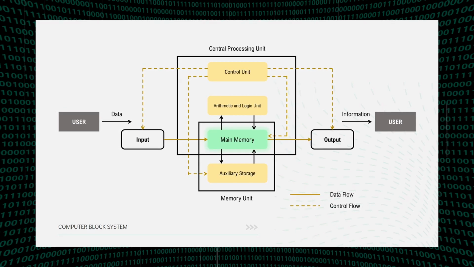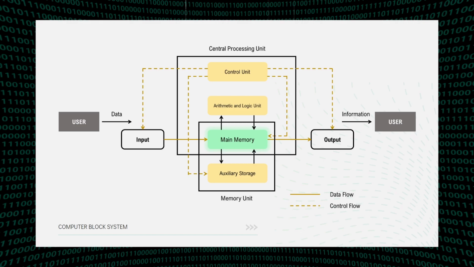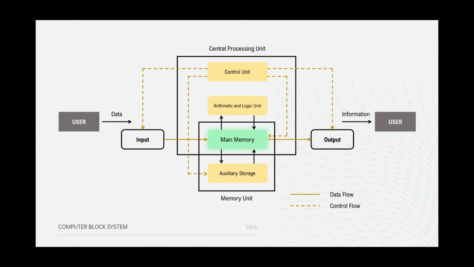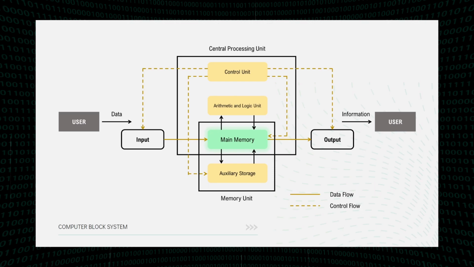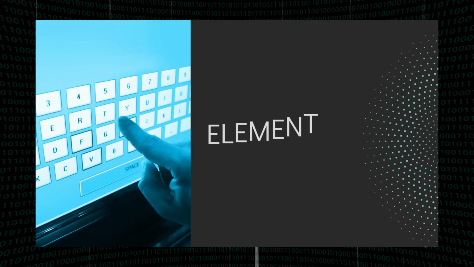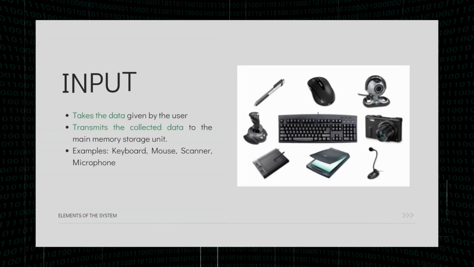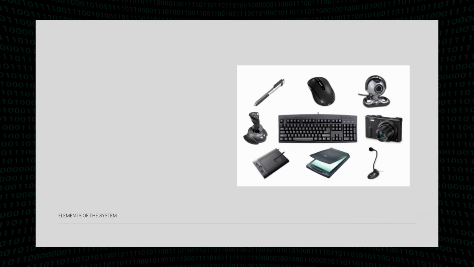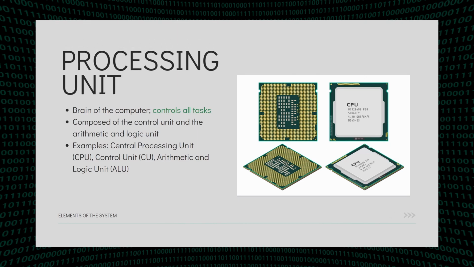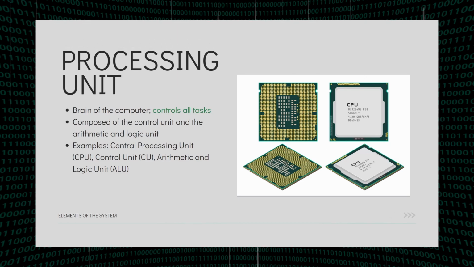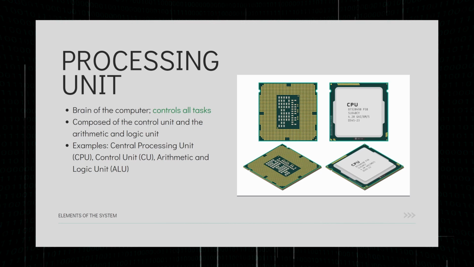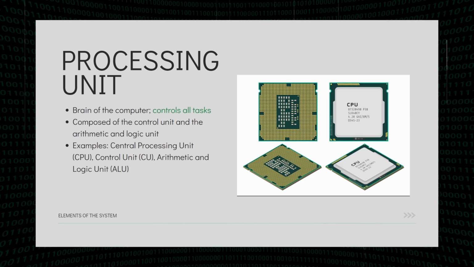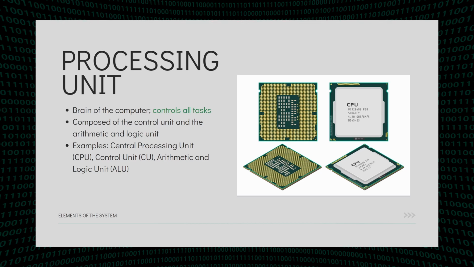We can see here that there are 4 main blocks in color black outline representing the 4 main components of this system. The system can be divided into 4 main parts, with the first part being the input unit, whose main function is to take the data given by the user. The second part is the central processing unit, which serves as the brain of the computer as it controls all the tasks the system receives. This section is composed of 2 parts, the control unit and the arithmetic and logic unit.